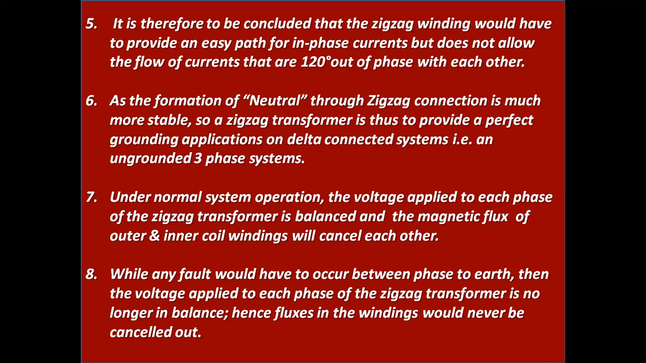As the formation of neutral through zigzag connections is much more stable, a zigzag transformer provides perfect grounding for delta connected systems, that is, ungrounded three-phase systems. Under normal system operation, the voltage applied to each phase of the zigzag transformer is balanced and the magnetic flux of the outer and inner coil windings cancel each other. If a fault occurs between phase and earth, the voltage applied to each phase of the zigzag transformer is no longer in balance. Hence, the fluxes in the windings are never cancelled out.